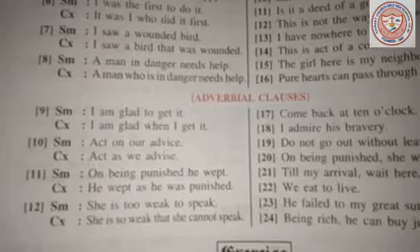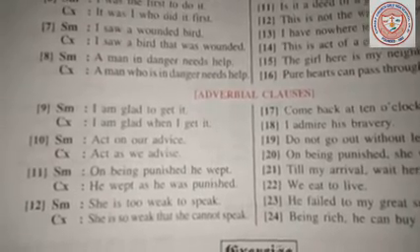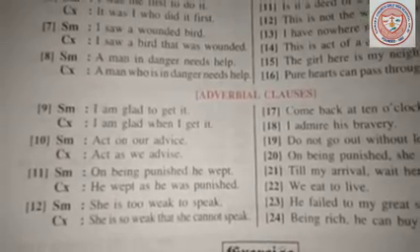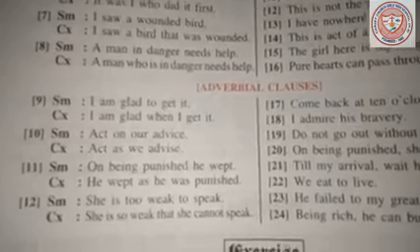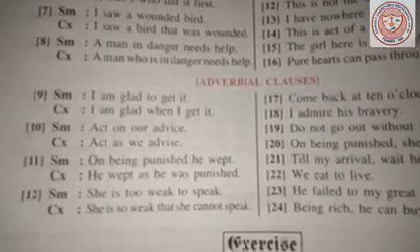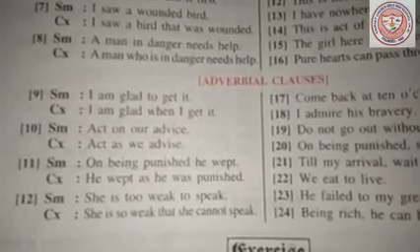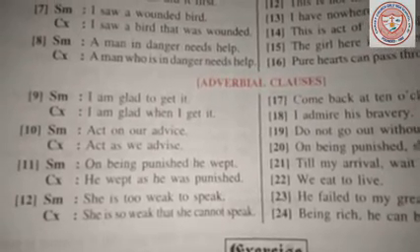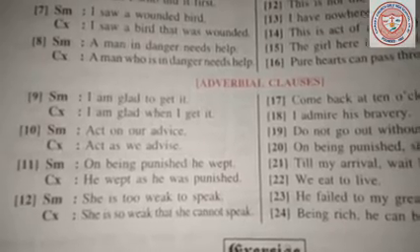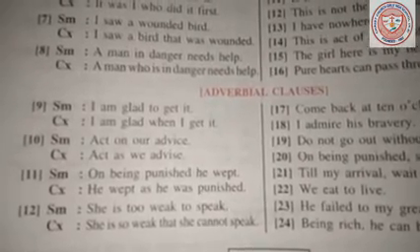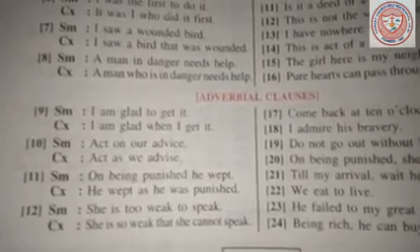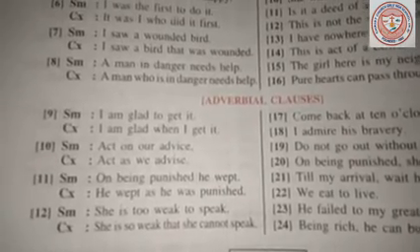So "when I get it" is obviously an adverb clause because it tells us the time. Number 12. She is too weak to speak. This is a simple sentence. It can be transformed into its complex form by the use of an adverb clause. For example, she is so weak that she cannot speak. "So weak" is the adverb form.